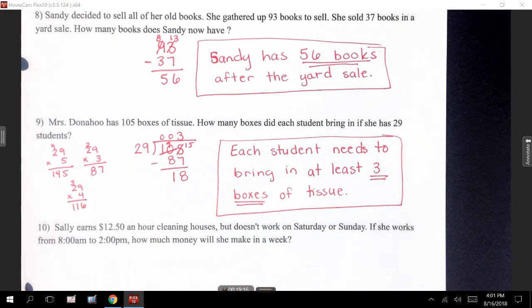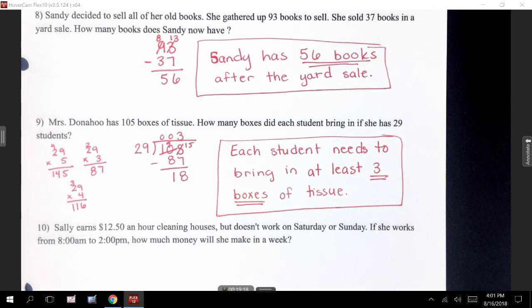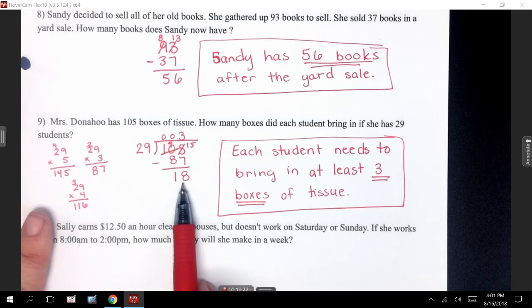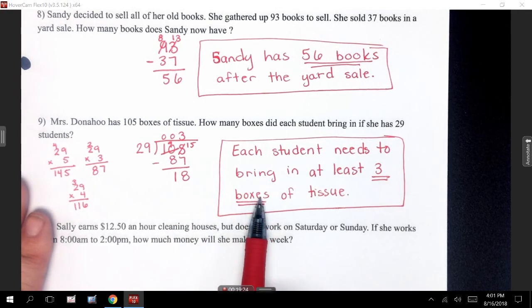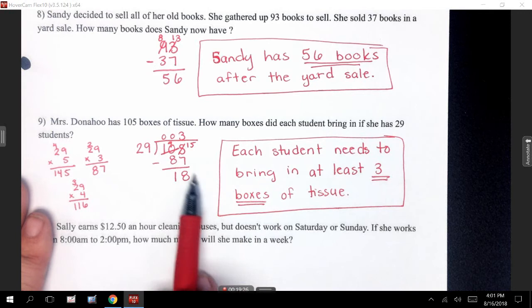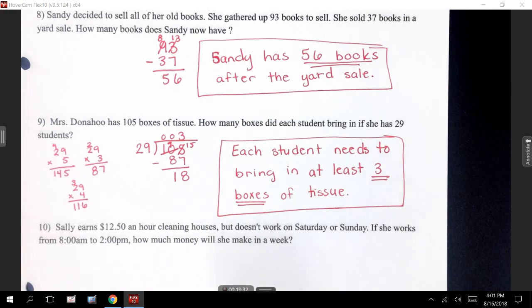All right, and our sentence is specific, and it also refers to that remainder. If you wanted to get even more specific, you could say each student brings in 3 boxes of tissue, and 18 of those students brought in an extra box. So that also encompasses that remainder that we see.